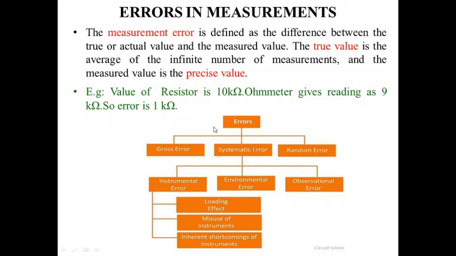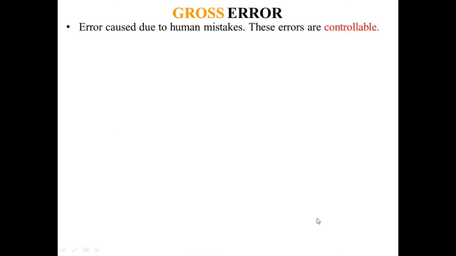Now coming to the different types of errors. Errors can be classified as gross error, systematic error and random error. Again, systematic error can be divided into instrumental error, environmental error and observational error. Then the instrumental error is caused because of the loading effect of the system, misuse of instruments and inherent shortcomings of the instrument. So coming to the details of the gross error.